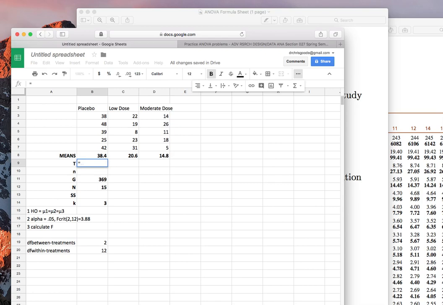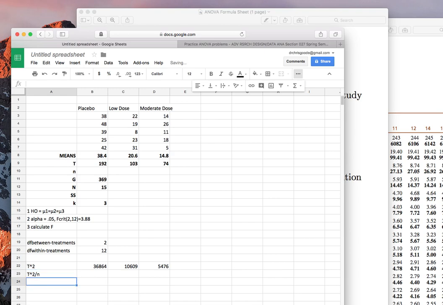T's are pretty easy. They're just the sum within a group. And then we could do T squared down here. That's just our T's squared. Don't worry if you get big numbers here. You're squaring stuff, you're going to get big numbers. We can divide those by n, little n in each group.